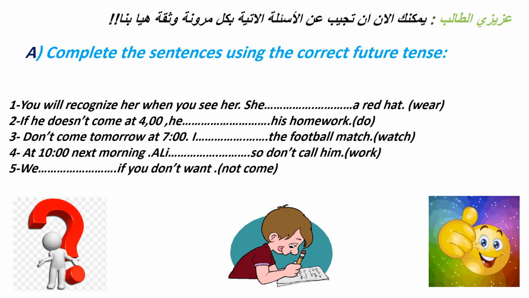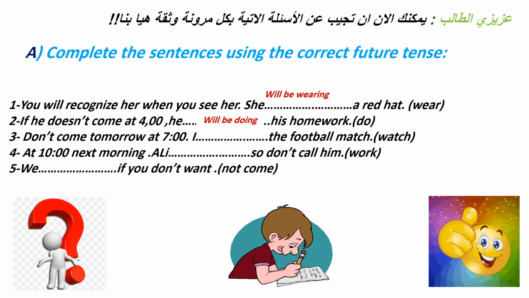Let's go to the self-learning cards and answer this question. Dear student, you can now answer the following questions with flexibility and confidence. Let's go. Complete the sentences using the correct future tense. Number 1, you will recognize her when you see her. She will be wearing a red hat. Number 2, if he doesn't come at 4, he will be doing his homework.